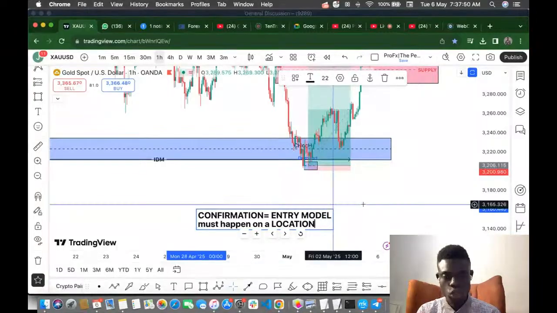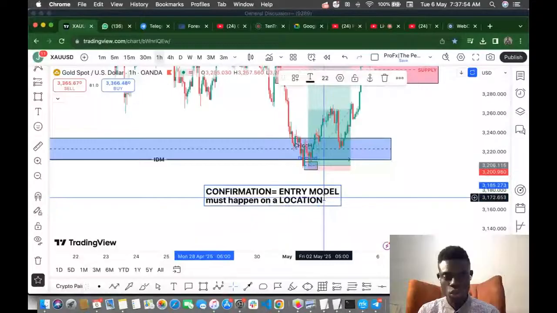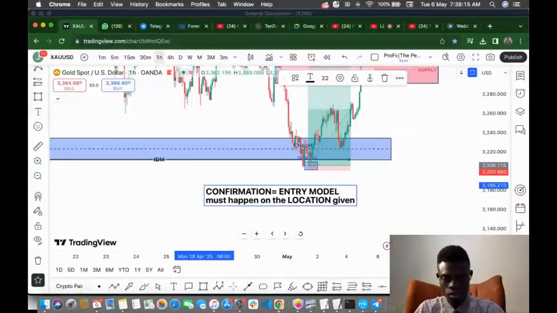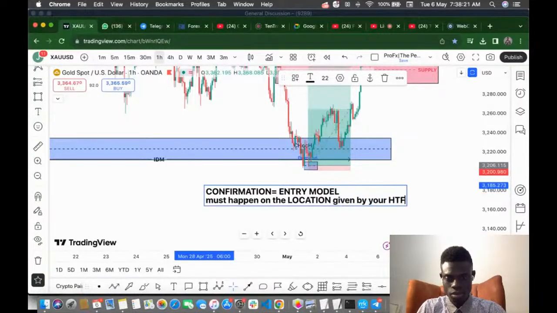Confirmation equals entry model must happen on a location given by your higher time frame or medium time frame. I'm doing this breakdown because of some new persons in our midst. So if you are already an OG, please pardon me. I'm assuming that everyone here is. We have some new persons.